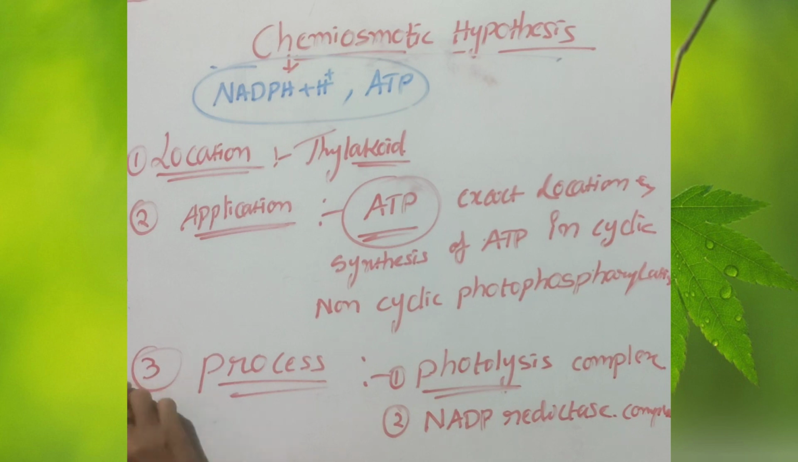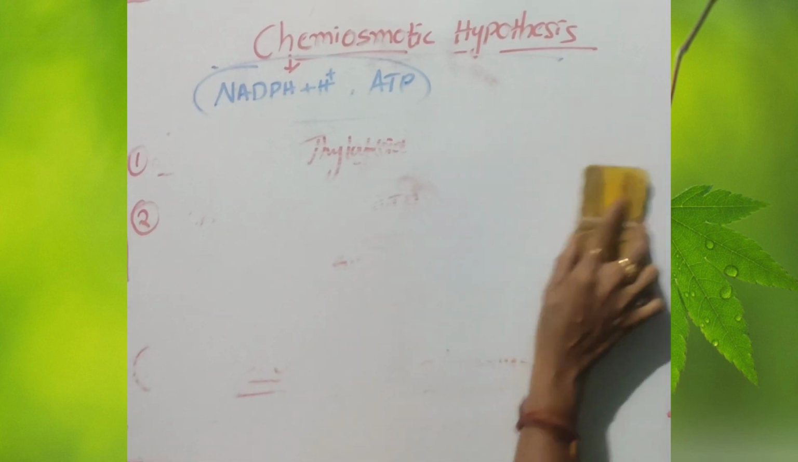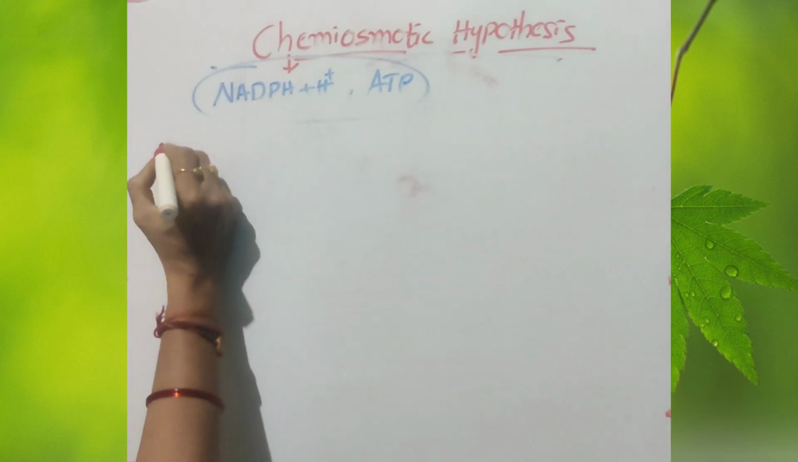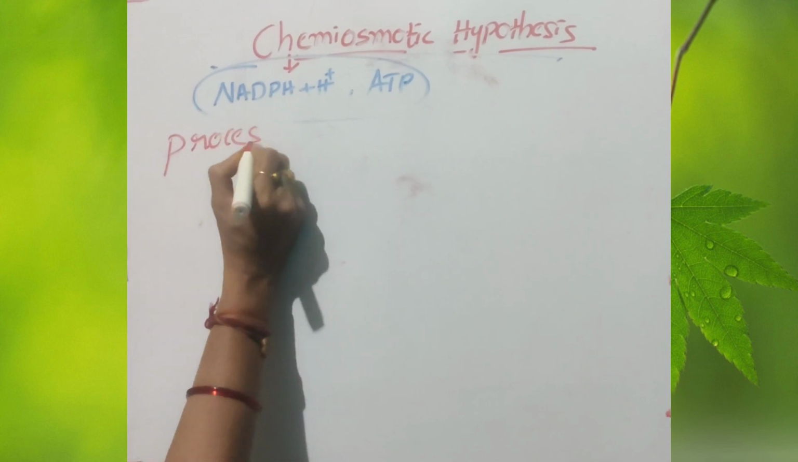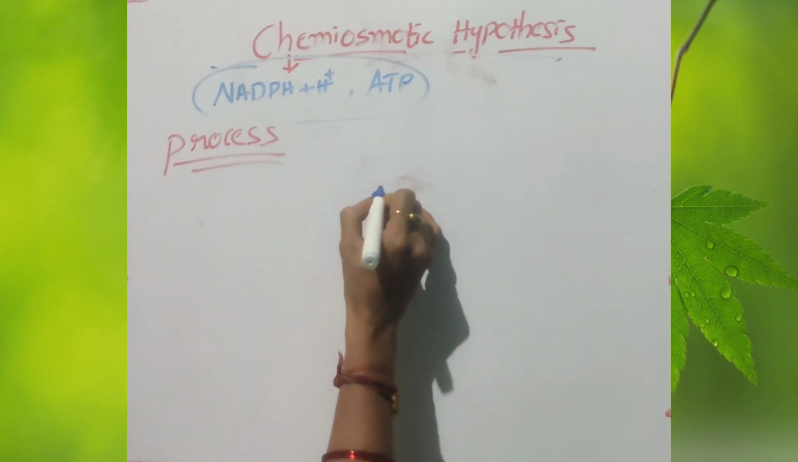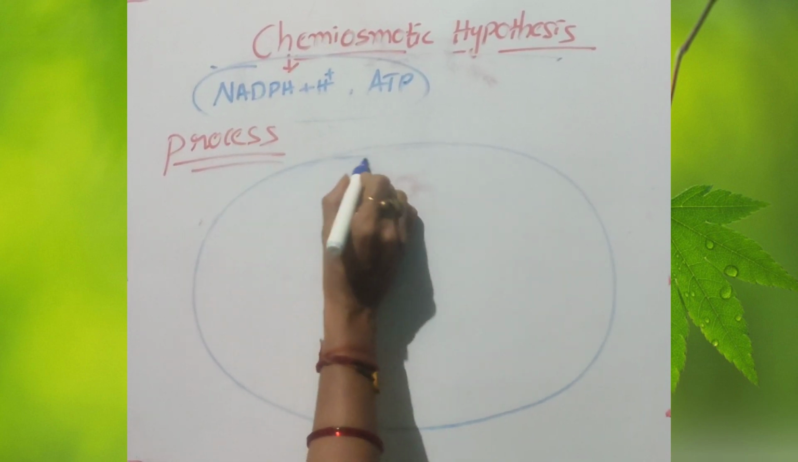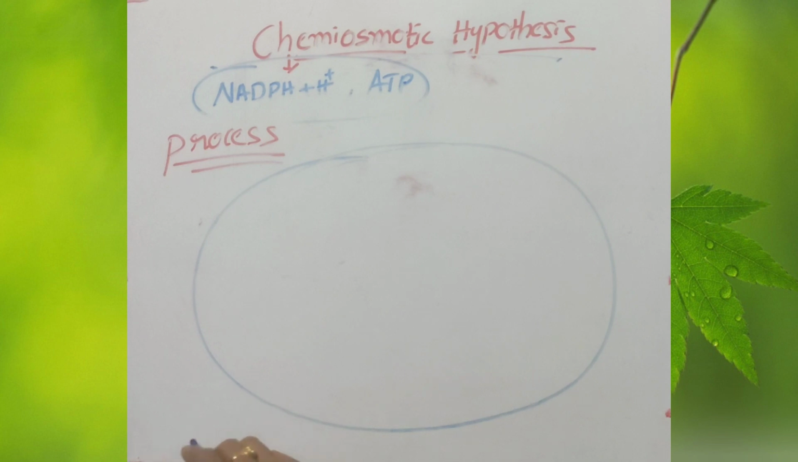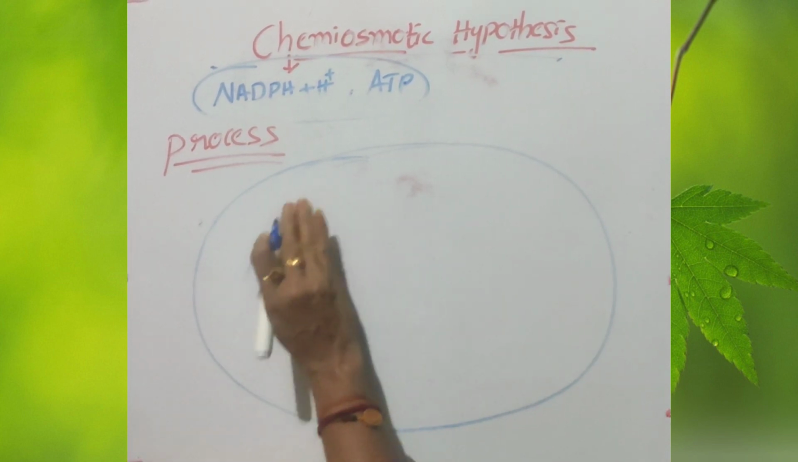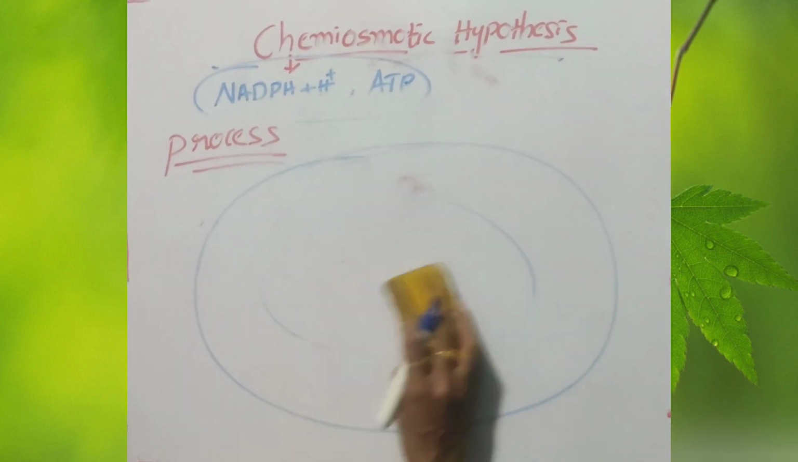So, coming to the process. The process is very important in the chemi-osmotic hypothesis. First, the exact location is the thylakoid membrane. The thylakoid has two important membranes.